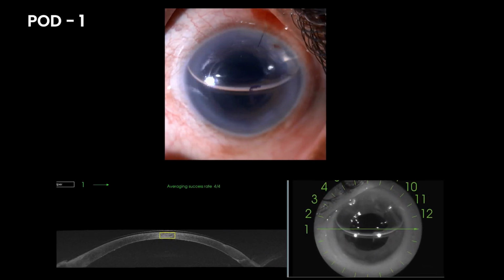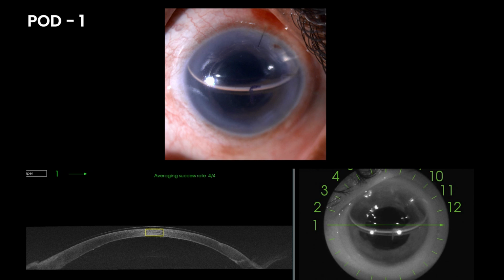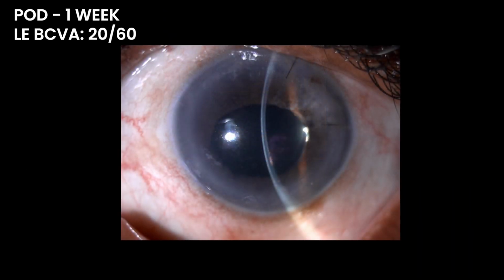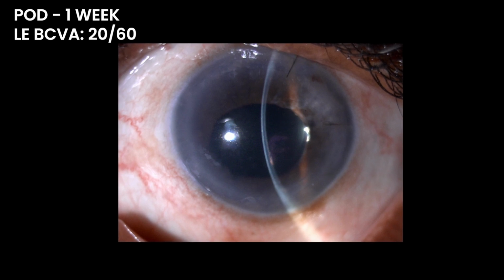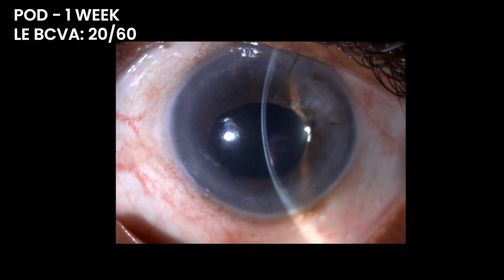On post-op day 1, the graft appeared to be well attached as confirmed on AIOC2024. At 1 week post-op, the cornea appeared clear and compact and vision improved to 20/60.